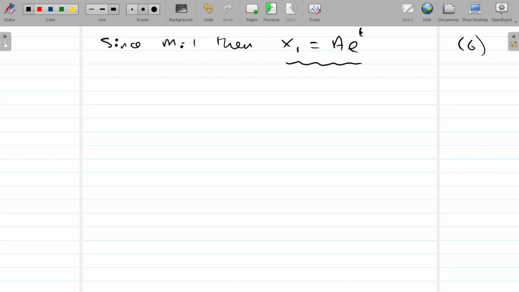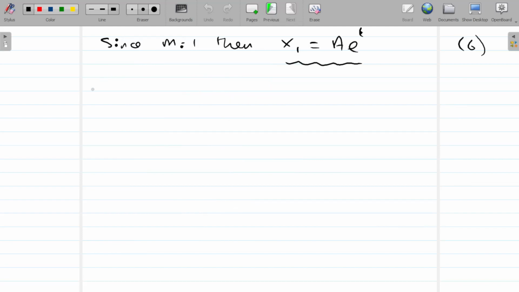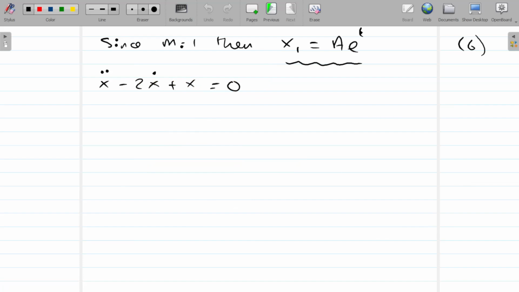But let's suppose, and of course at this moment in time we don't know what the second solution is. So let's write down the equation again. I'm going to write it down as x double dot minus 2x dot plus x equal to 0. And I'm just going to double check that.